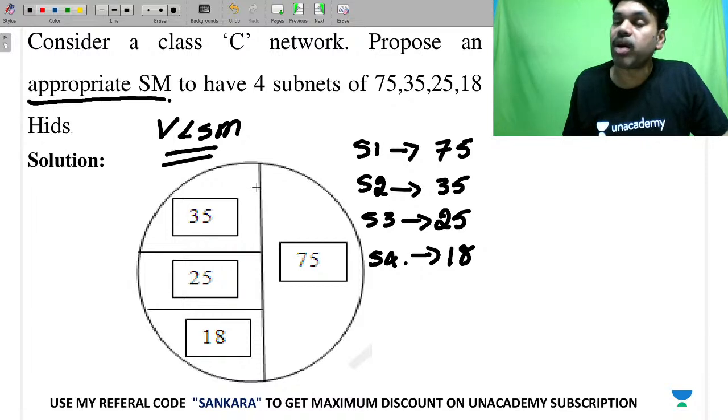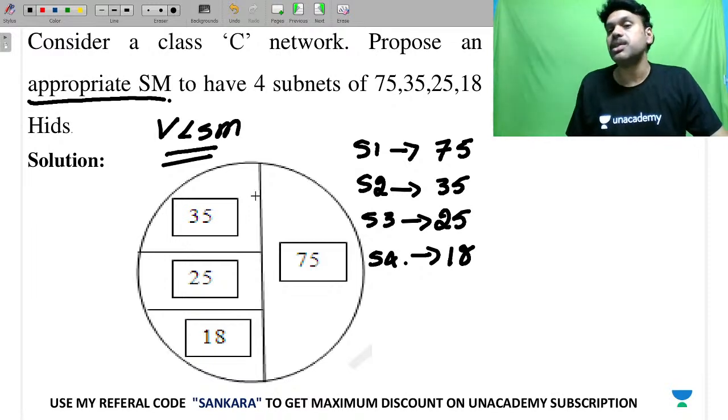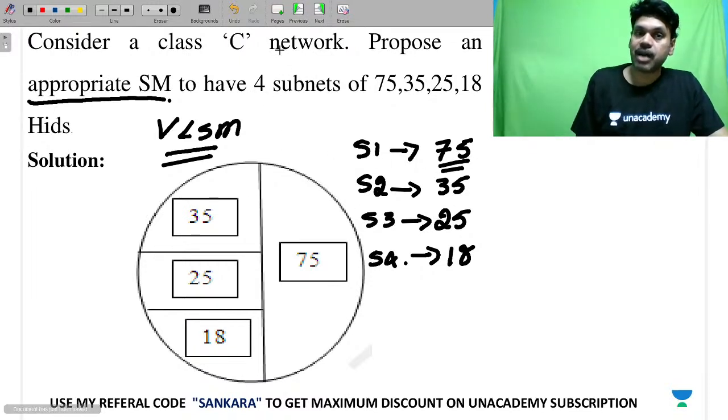Who is going to do all these things? IANA, the Internet Assigned Numbers Authority, is going to do VLSM, FLSM, supernetting, subnetting, and IP allocation. All of it is done by IANA only. Right? Now let us answer our questions.